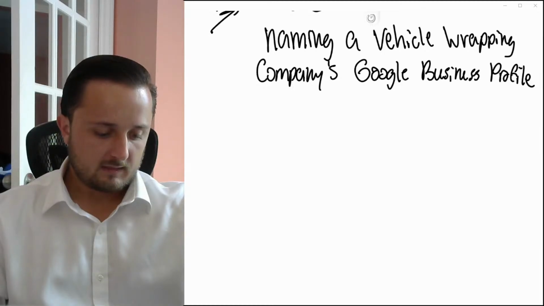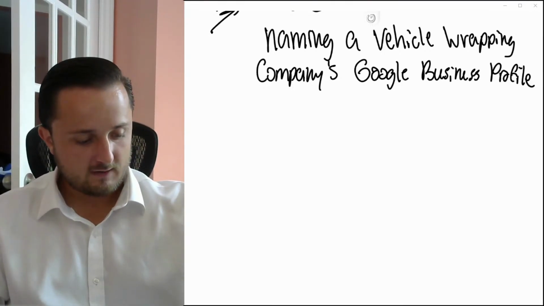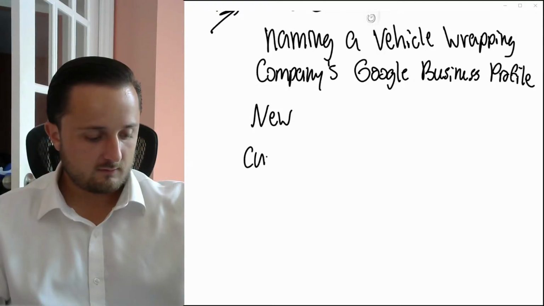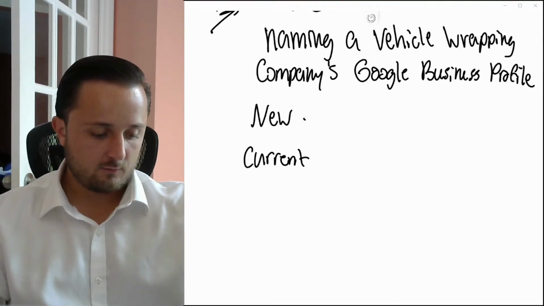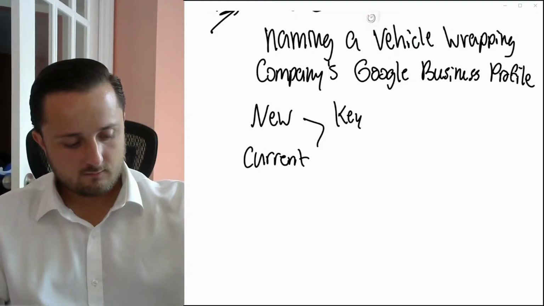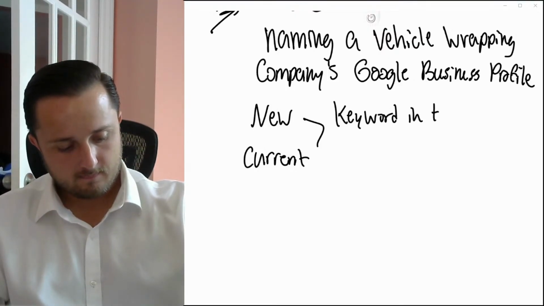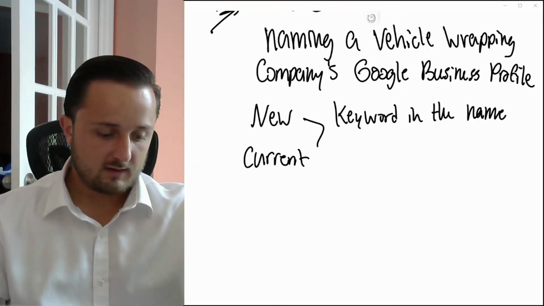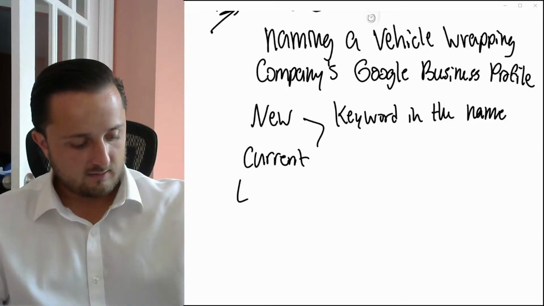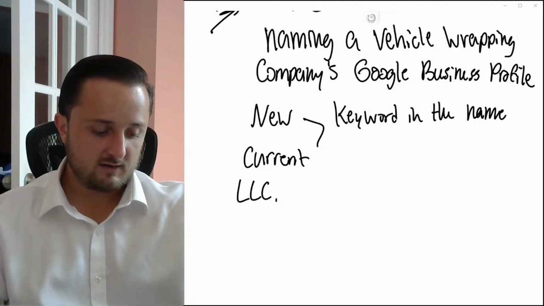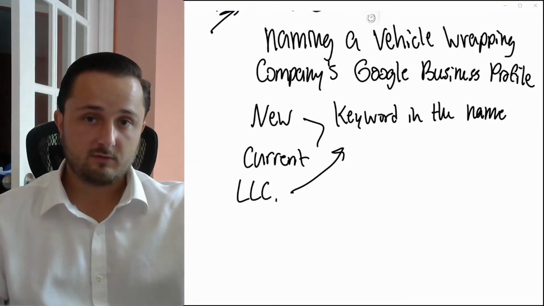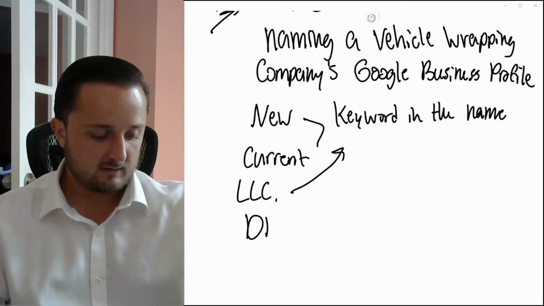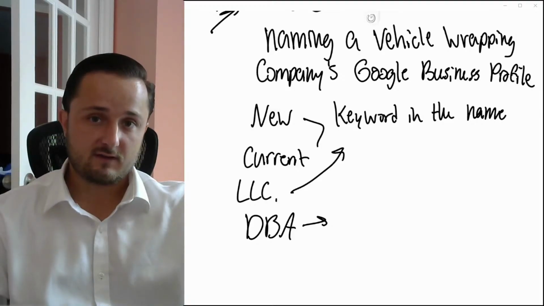So if I'm setting up a new Google Business Profile or a current Google Business Profile, either or, we want a keyword in the name. So if I was setting up a new one, and let's say that my LLC documents or my incorporation documents didn't have a keyword in the name, what I would do before I set up my Google Business Profile is file a DBA with the state to add a keyword to my business's name.